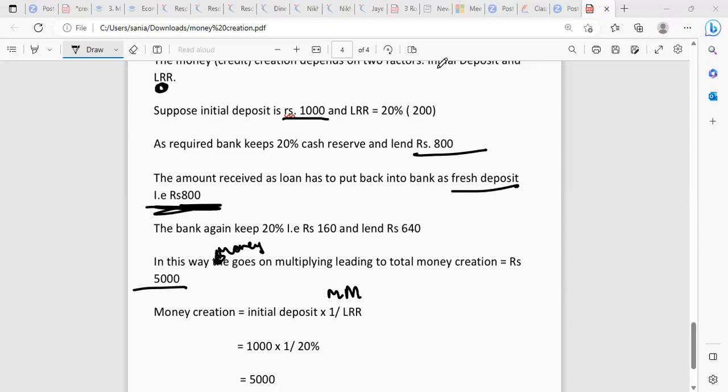So now I'm just giving you 2 minutes to revise this money creation part from the definition, whatever we did today. Then I'll give you one question.